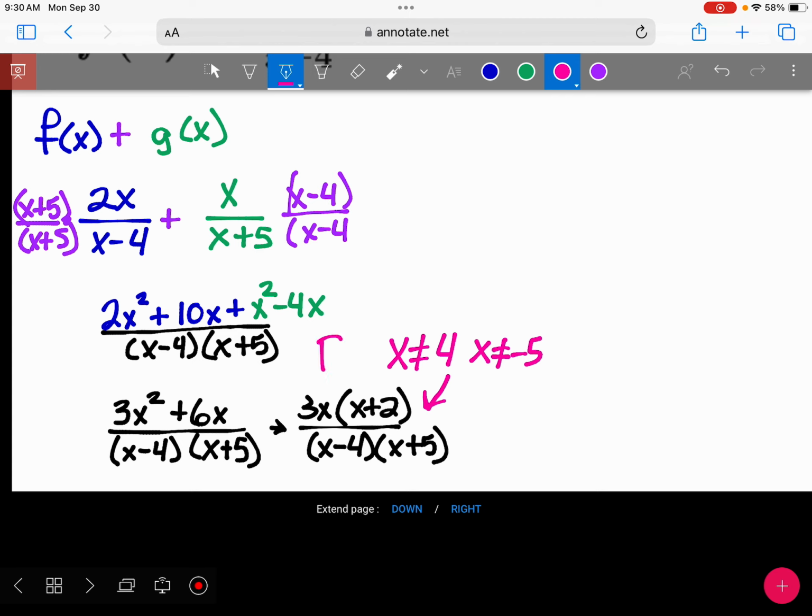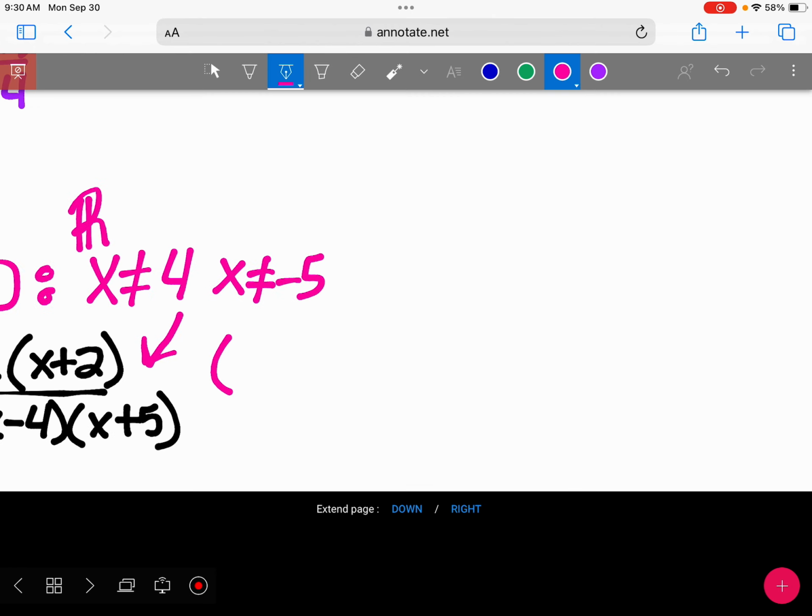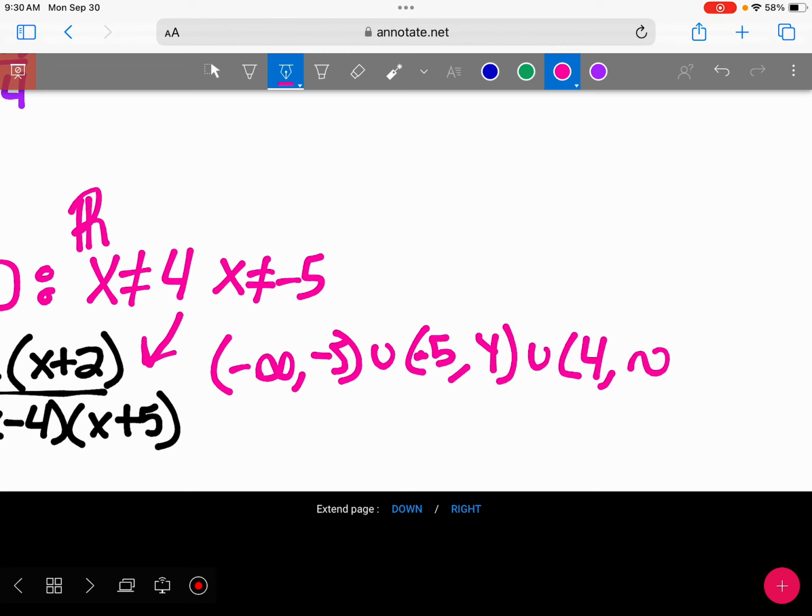So our domain is all real numbers except x cannot be 4 or negative 5. So in our interval notation, that's negative infinity to negative 5, negative 5 to 4, and 4 to infinity. So hopping over negative 5, hopping over positive 4. That's a 4. It looks like a Hebrew letter.